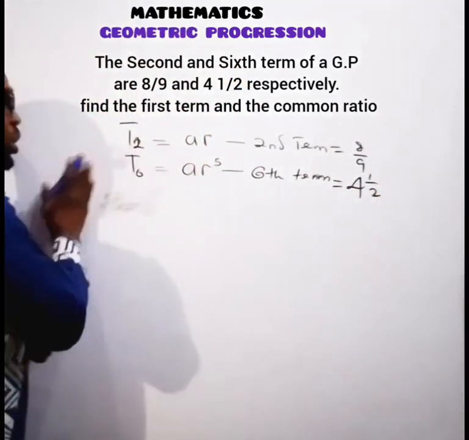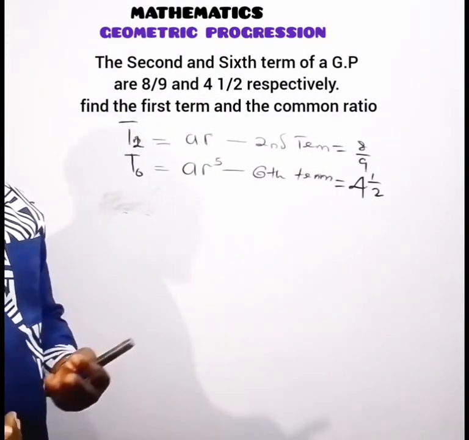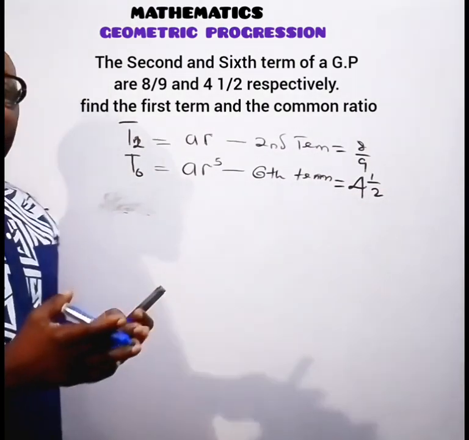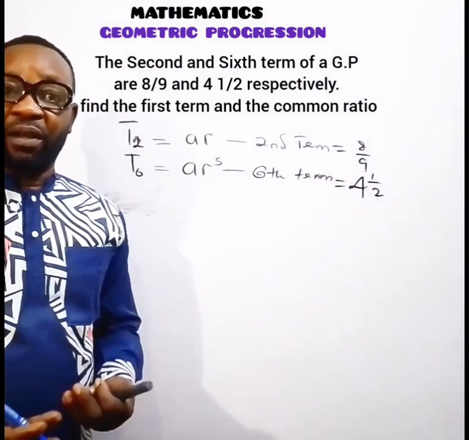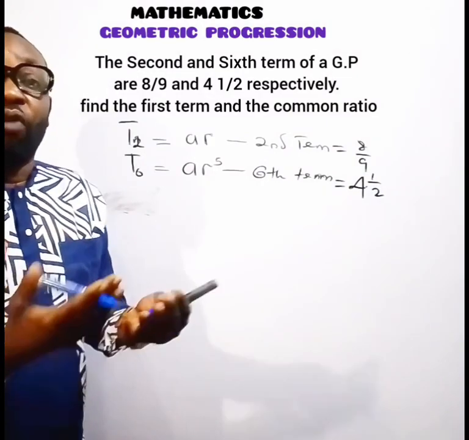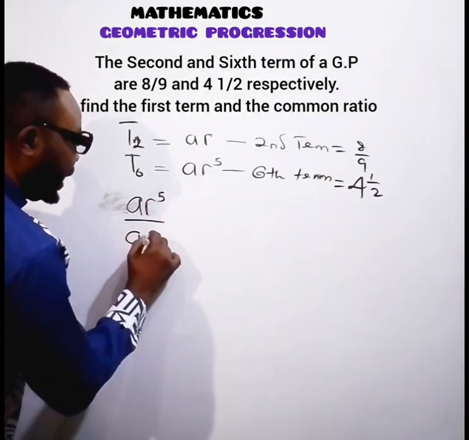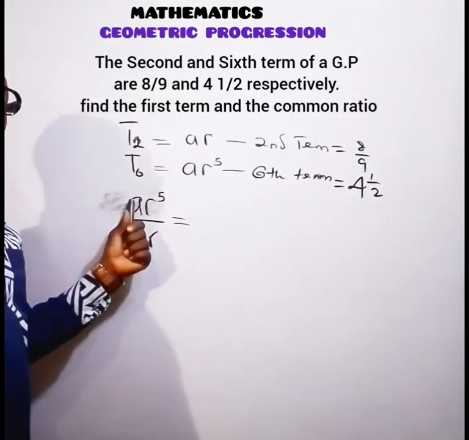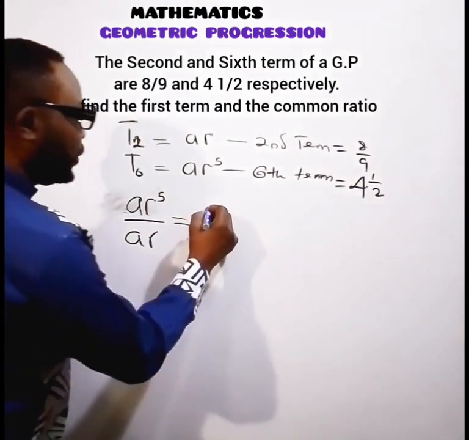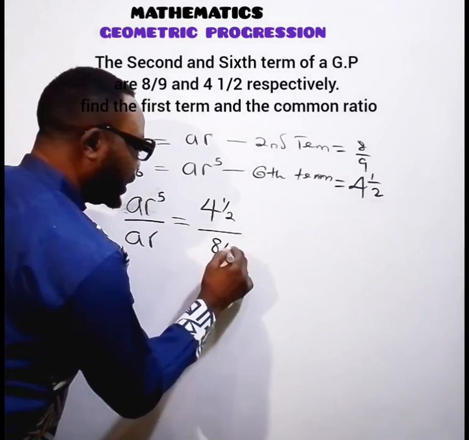Now, to find the value of our first term and the common ratio, we can employ this kind of method of solving it. By doing what? Since it is the common ratio we always find in geometric progression, we make use of division of those terms by one another. That is, AR raised to the power 5 over AR will be equal to, what is the value of AR raised to the power 5? Whatever the value is there, you also put it there. That is 4 whole number 1 over 2 divided by 8 over 9.